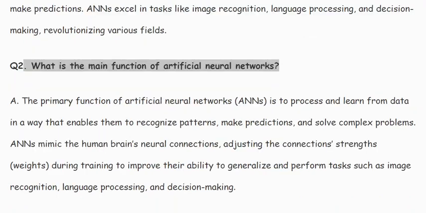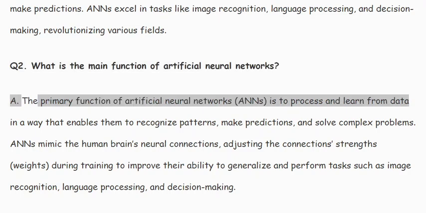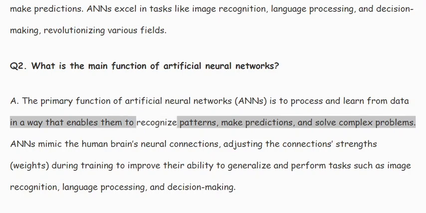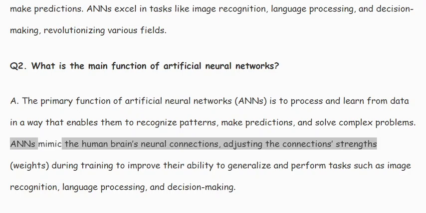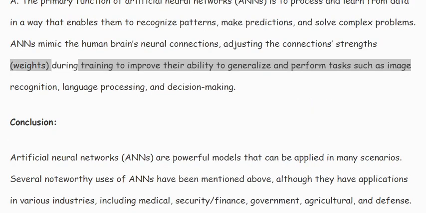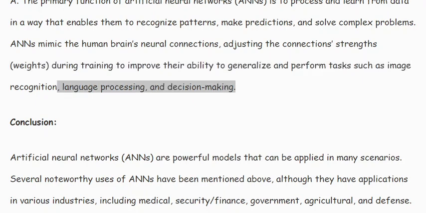Q2. What is the main function of artificial neural networks? The primary function of artificial neural networks, ANNs, is to process and learn from data in a way that enables them to recognize patterns, make predictions, and solve complex problems. ANNs mimic the human brain's neural connections, adjusting the connections' strengths, weights, during training to improve their ability to generalize and perform tasks such as image recognition, language processing, and decision-making.